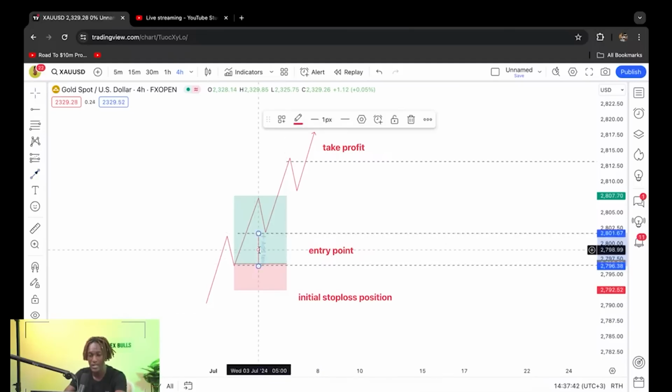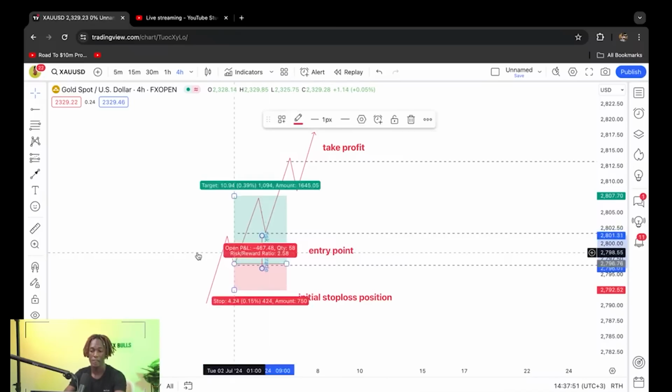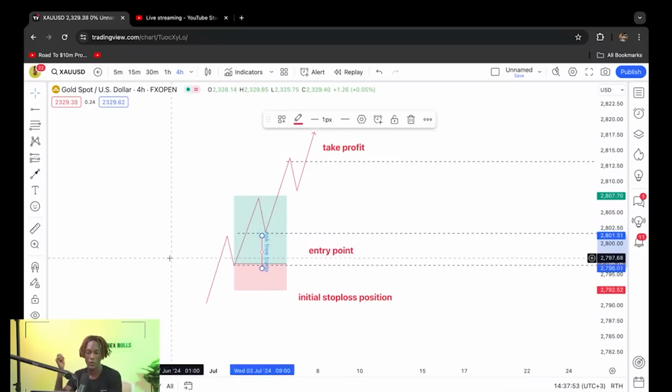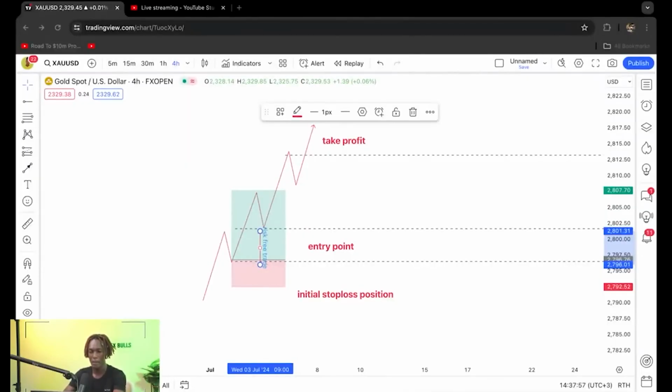Now this is already risk-free. At this point, you can say you have a risk-free trade in some way, because now you have actually secured some money and you have profit floating. So this is very, very important if you look at making money.